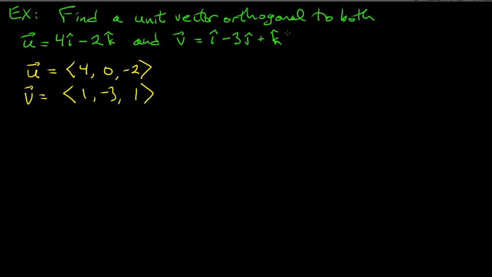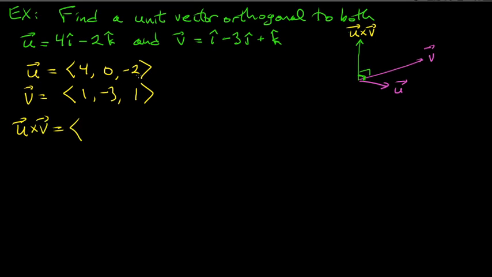Okay, so we need a vector that's perpendicular to both of them, right? So if this is the vector u and this is the vector v, we need a vector perpendicular to both v and u. Well, the easiest way to do this is just take the cross product. If you take the cross product of two vectors, by definition, it has to be orthogonal to both of those vectors. So yep, easiest way is to take your cross product.